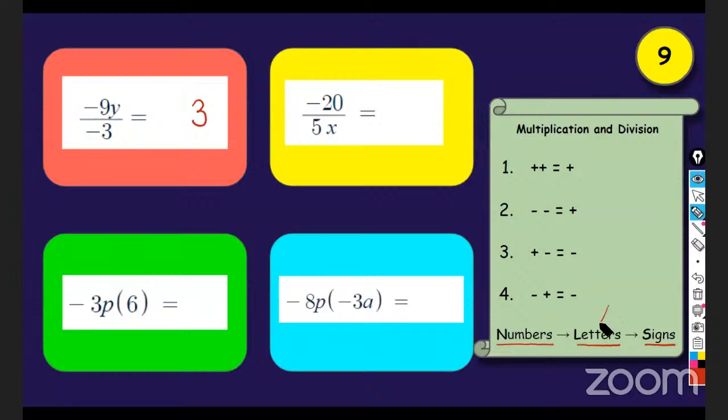Does it have any letters? Yeah. What letter? Y. So we put back the letter Y. And who's last on the list? The signs. When you divide two negatives, you make a positive. So when you divide two negatives, you get a positive. You see, there isn't much difference. When it's time to do the letters, and if it has letters, you put back the letter involved, okay?